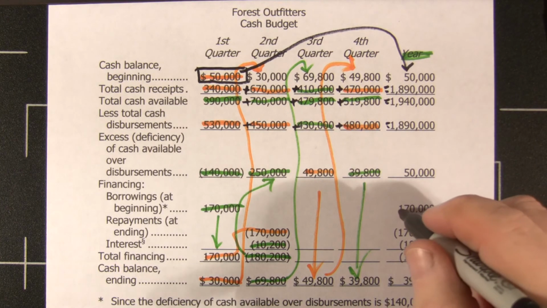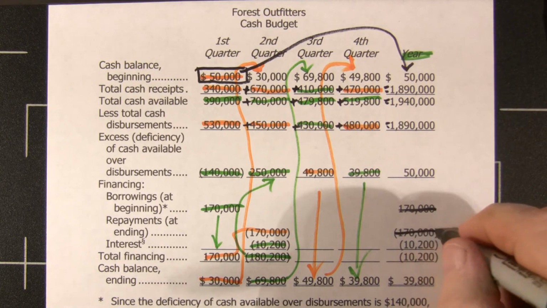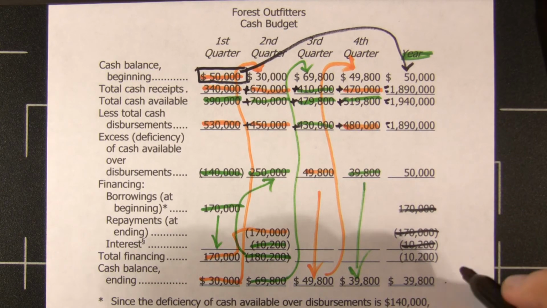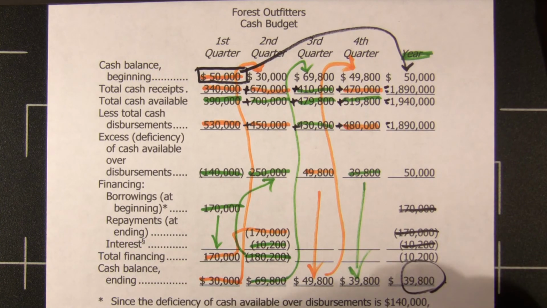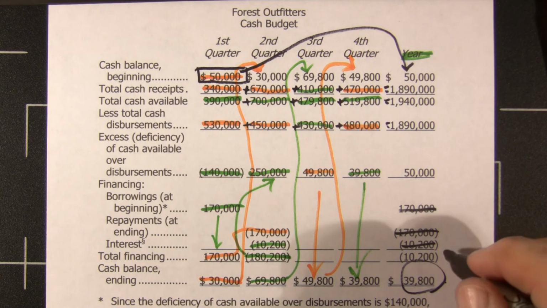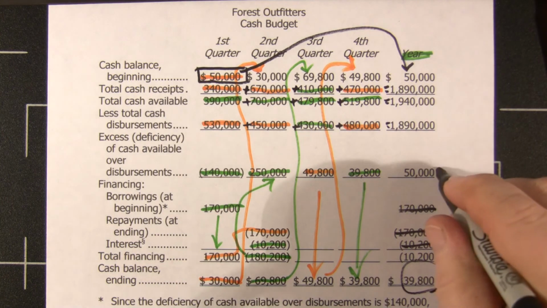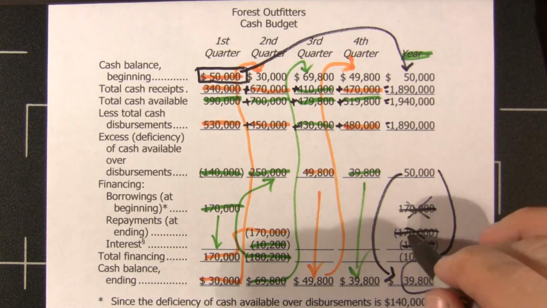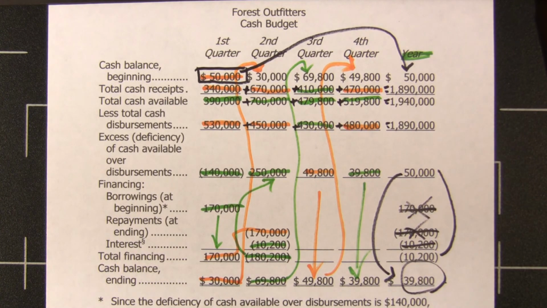And our borrowings, 170 minus what we paid back. And that's our ending balance of cash, 39,800. Okay, which is, if you look at it, basically that minus that, since these two cancel each other. More pain in the butt because you've got to be plugging all these numbers into all these places. Nothing very difficult.